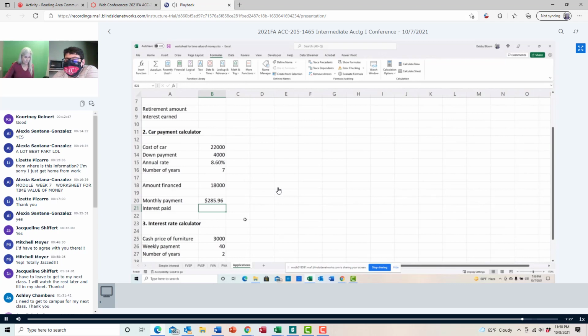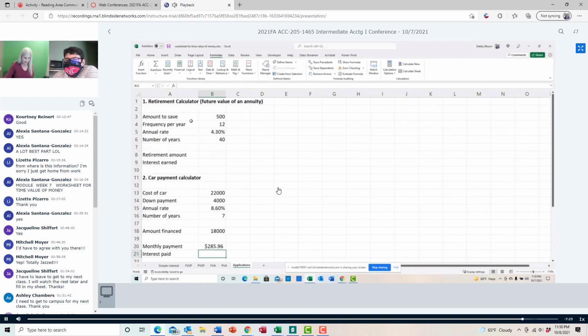Now, we could do a retirement calculator as well. So I decided that I want to save $500 monthly for 12 years at an annual rate of 4.3% over 40 years. So I would use the FV function for that one. We've already used the FV function. So I would use the FV function to calculate my retirement amount. And then again, I just have to put in the 4.3% divided by 12, 40 multiplied by 12.